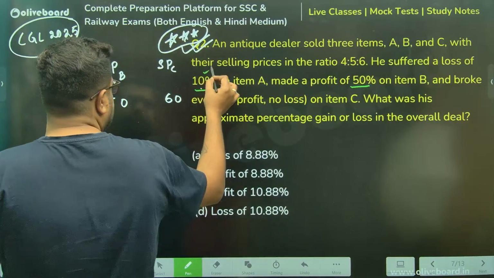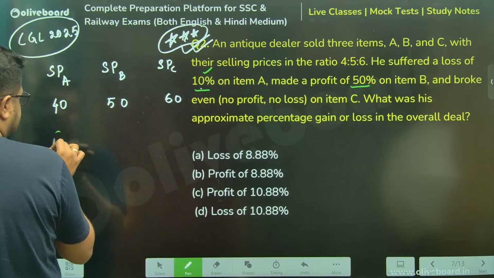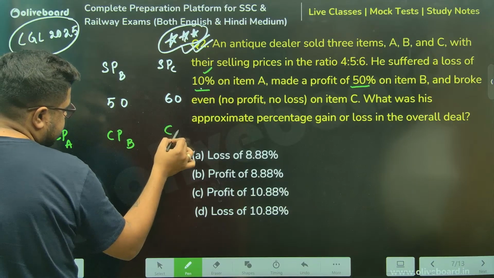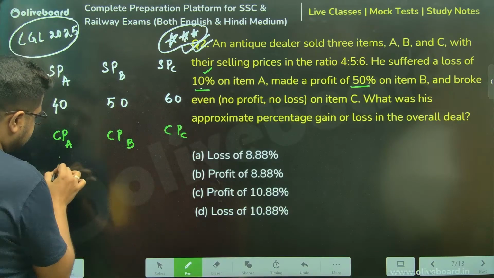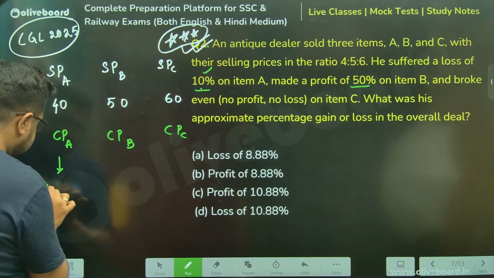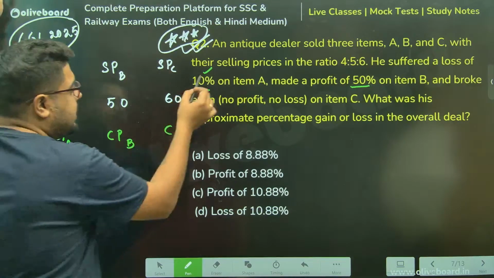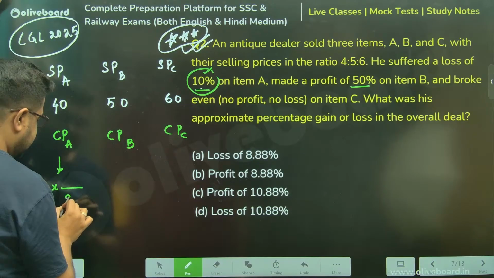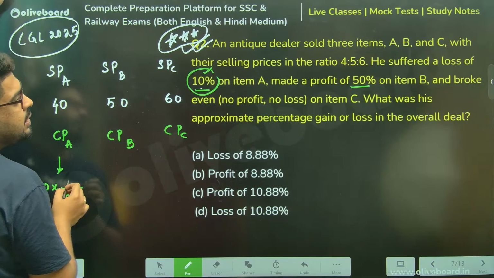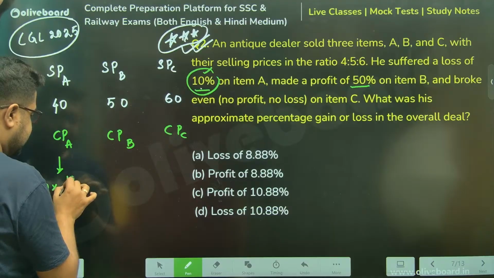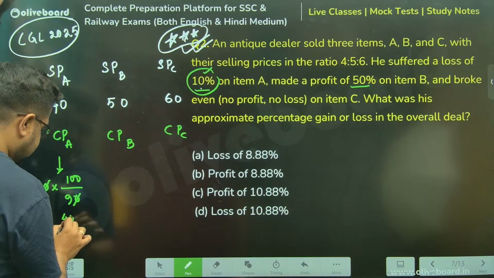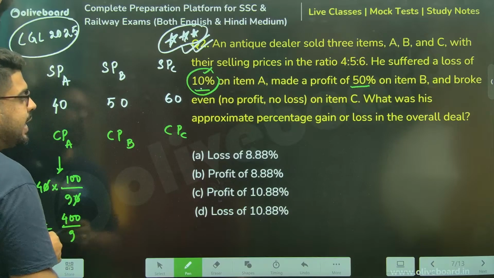Sir, this is SP. So CP of A, CP of B, CP of C, let's figure out. Sir, CP of A will be what? Sir, 40 rupees is after a 10% loss. Meaning this represents 90%, and so this is 100. So this is your calculation. 400 by 9 rupees is CP of A.